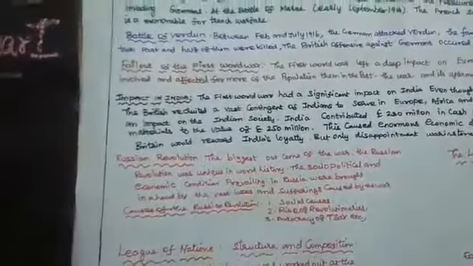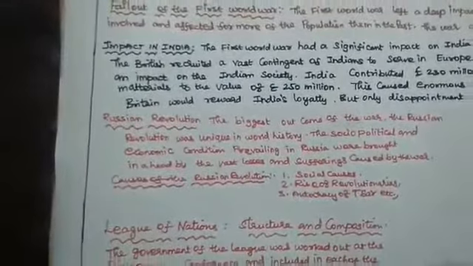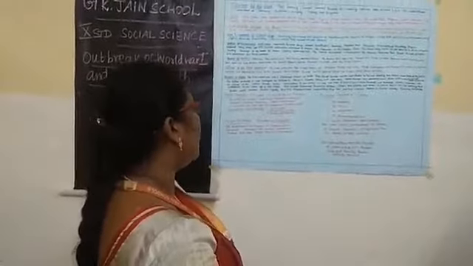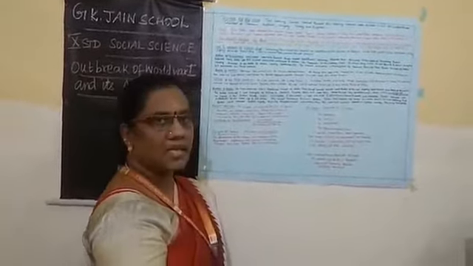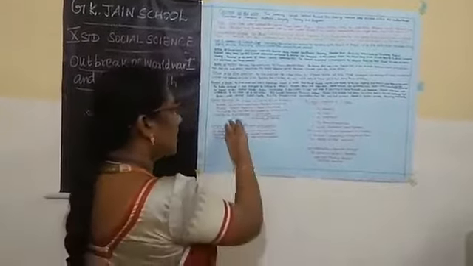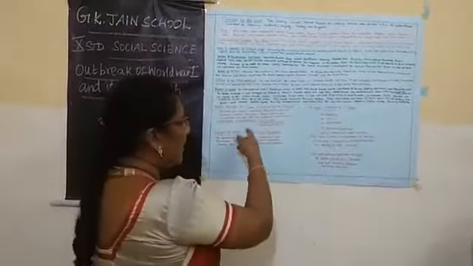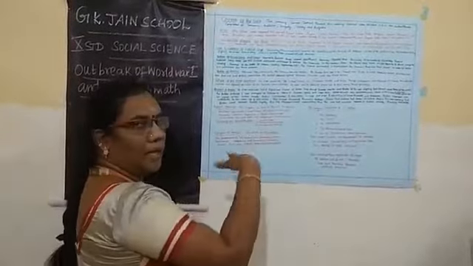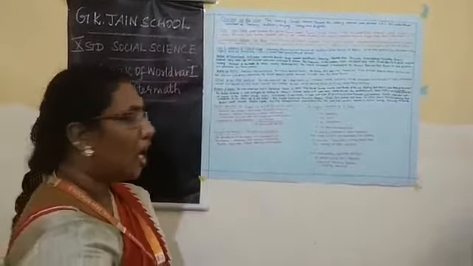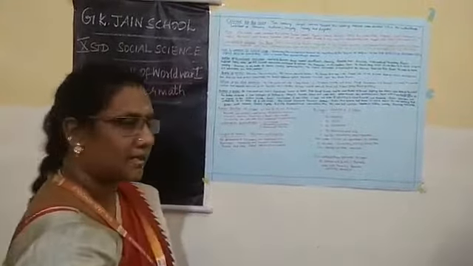Russian Revolution. The biggest outcome of the war, the Russian Revolution, was unique in world history. The socio-political and economic conditions prevailing in Russia were brought to a head by the vast losses and sufferings caused by the war. Causes of the Russian Revolution: there are many causes, such as social causes, the rise of revolutionaries, the autocracy of the Tsar, etc.